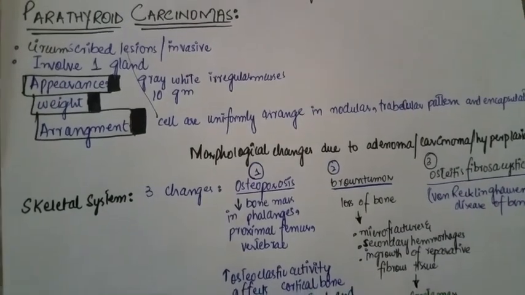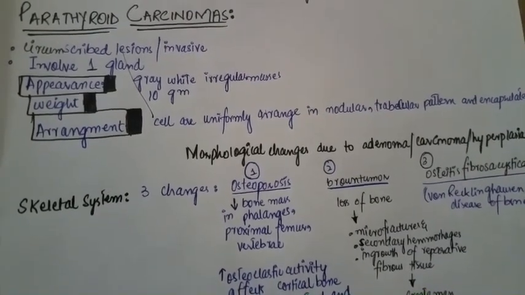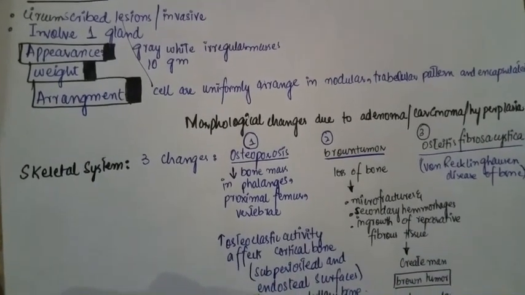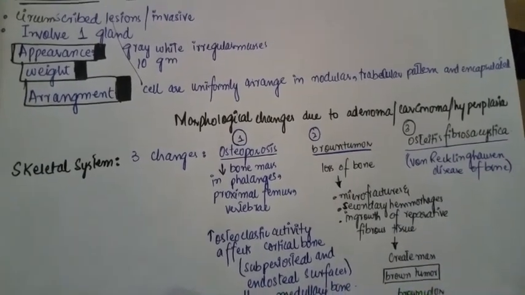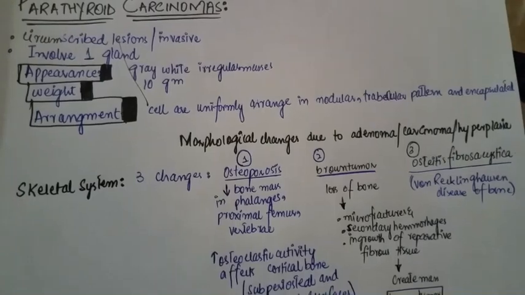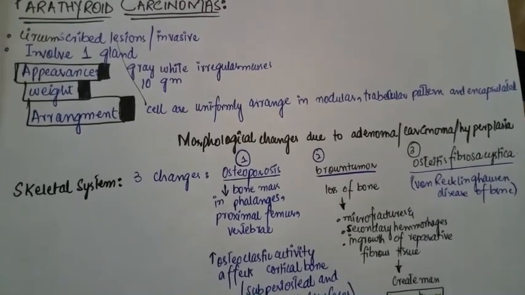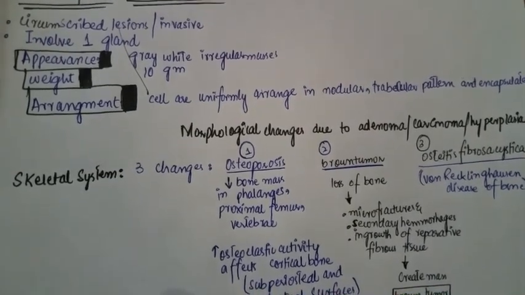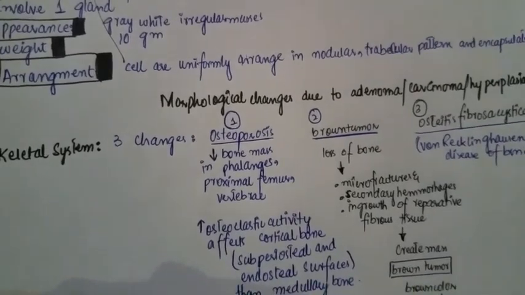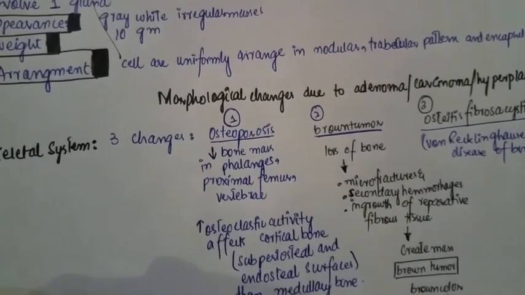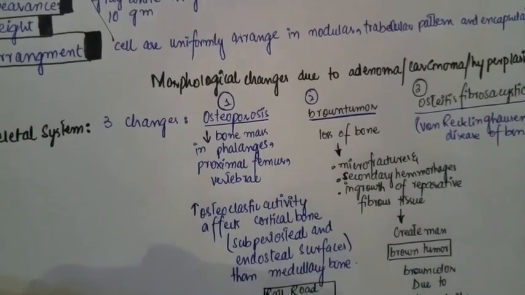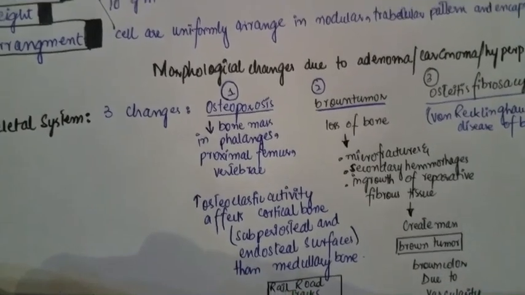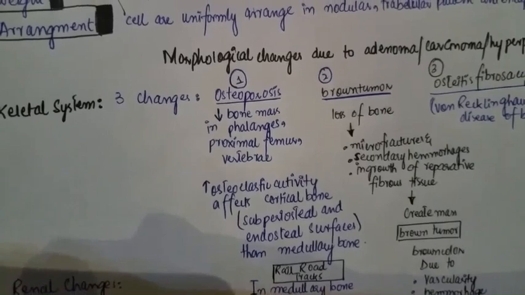What are the morphological changes in organs other than the parathyroid gland due to the adenoma, carcinoma and hyperplasia? There are two types of changes we can see: skeletal system changes and renal changes. What are the skeletal system changes? There are three: osteoporosis, brown tumor and osteitis fibrosa cystica. What is osteoporosis? There is decreased bone mass in the phalanges, proximal femur and vertebrae, because increased osteoclastic activity affects the cortical bone, the subperiosteal and endosteal surface, then the medullary bone.